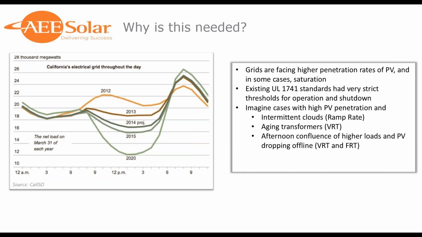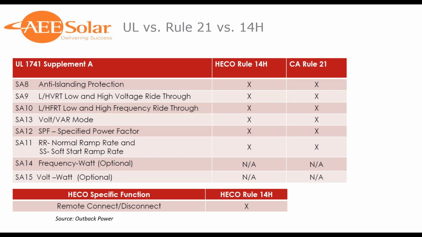What I want to cover now is, as I mentioned earlier, these concentric circles of functionality, how they fit. So you see here a list of all of the separate functions that the Supplement A certifies products to. Anti-islanding, voltage ride-through, frequency ride-through, volt VAR mode, specified power factor, the two ramp rates, normal ramp rate and soft start ramp rate, and I'll walk through those. Frequency watt is optional, volt watt is optional.